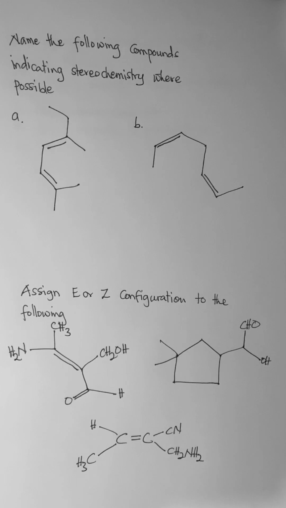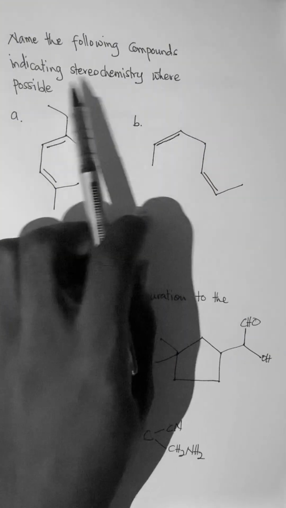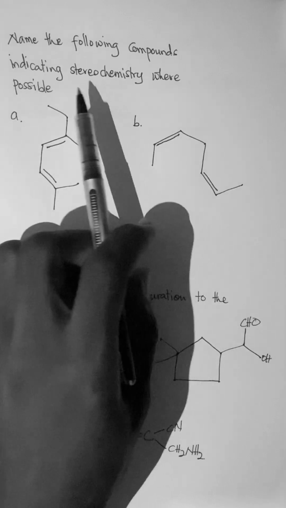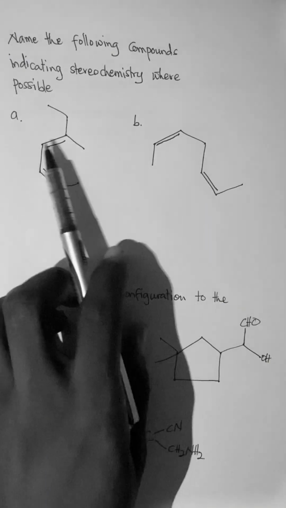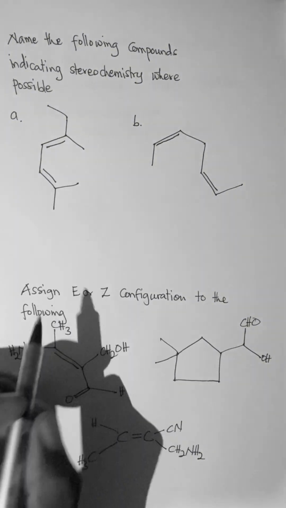In this video, we are going to look at some carefully selected questions in general organic chemistry. Name the following compounds indicating stereochemistry where possible. Now, if we consider this compound, let's determine the parent chain.